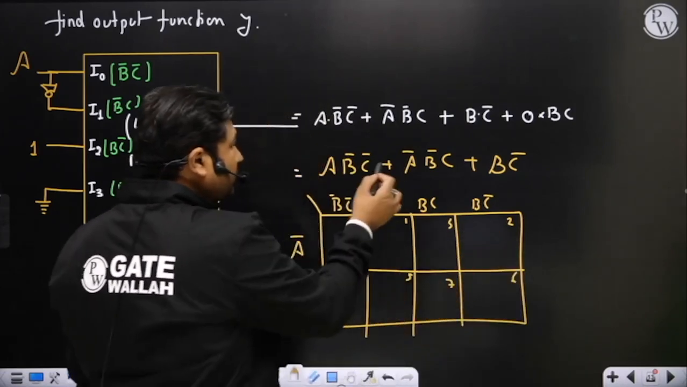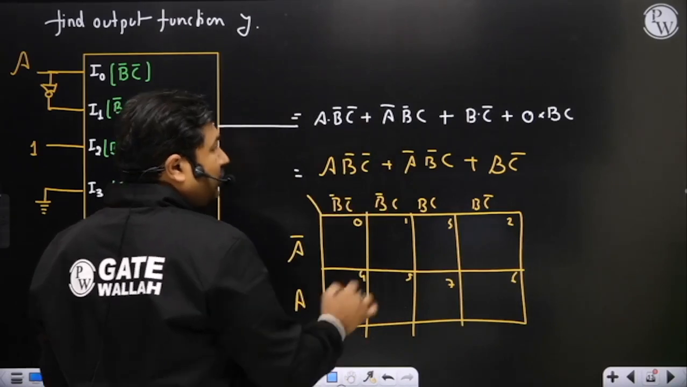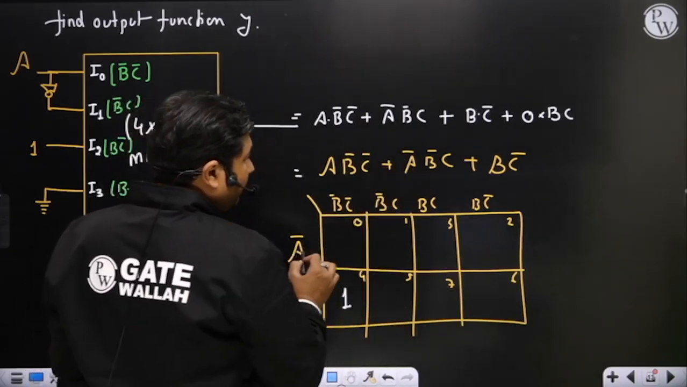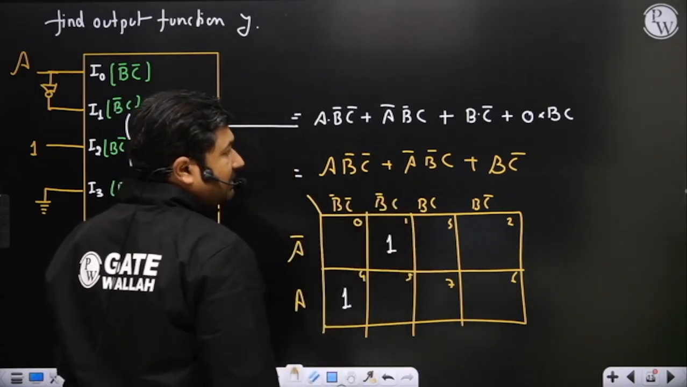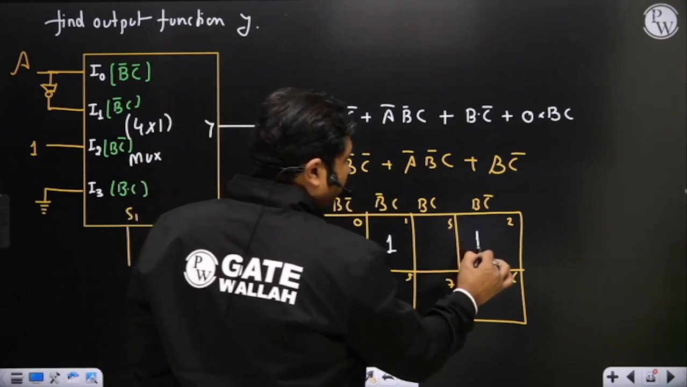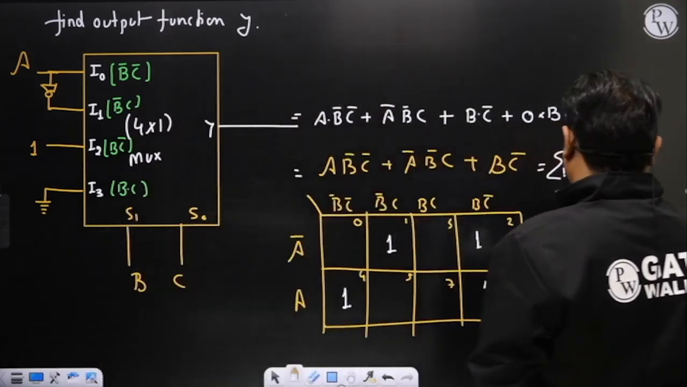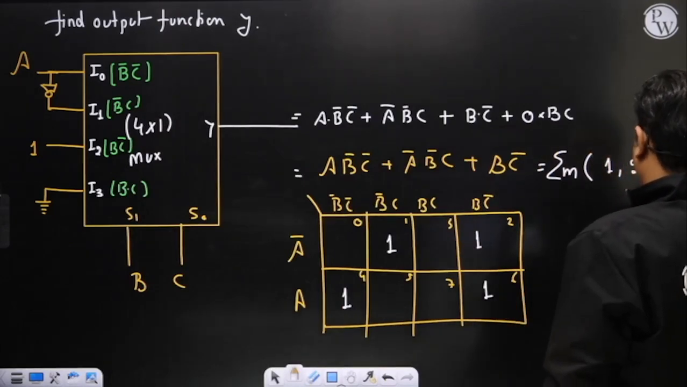So what are the positions, sir? A B bar C bar, how will you get it? That is 4. A bar B bar C, we are getting at 1, sir. B C bar is a pair, sir. So, we know what actual function will be implemented: summation of 1, 2, 4, 6.